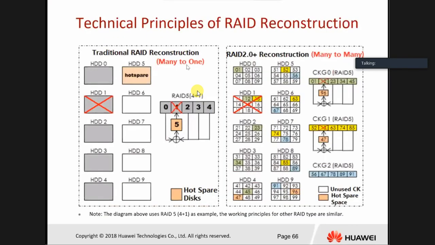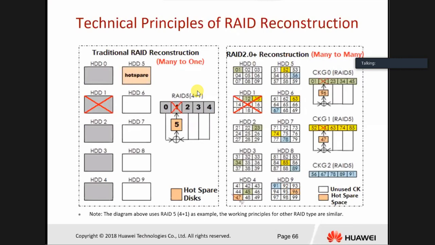Okay, so in here basically is to show you an even clearer example between the traditional RAID reconstruction and RAID 2.0 reconstruction. So you can see that if hard disk one fails, whatever data is in hard disk one, you have to reconstruct everything into hard disk 5. So this is a lot of data to be reconstructed into one single hard disk. So this is basically how the traditional RAID does the reconstruction.